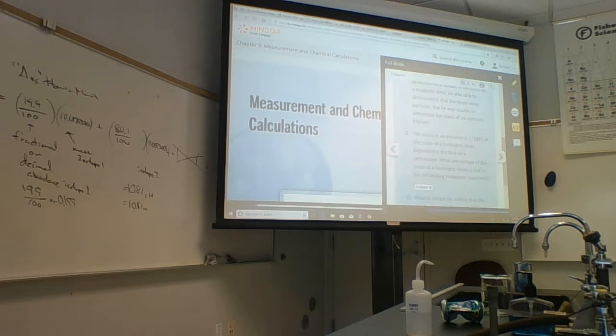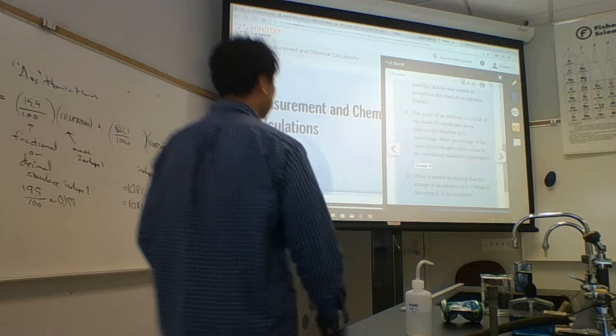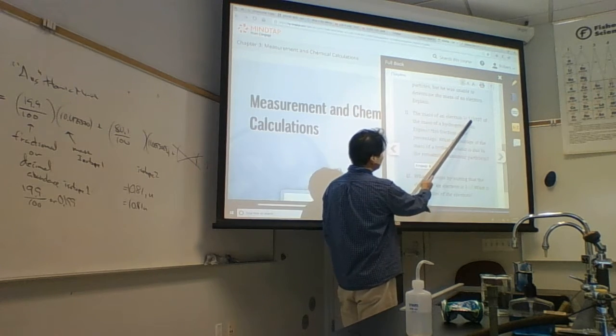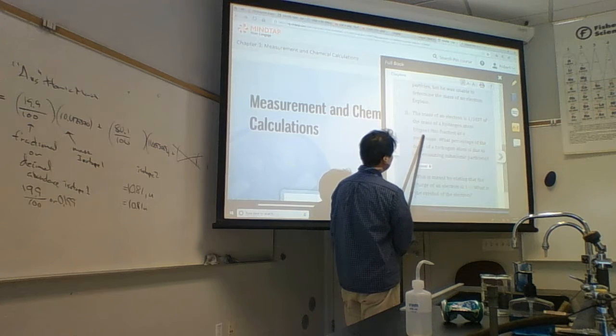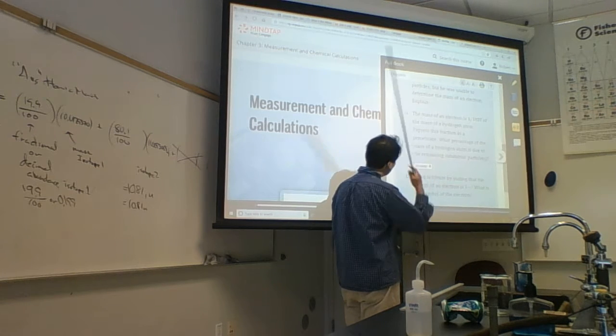So it's 11. And so 9, don't worry about 9. There are too many to list. The mass of an electron is about 1/2000th of the mass of the hydrogen atom. Express this fraction as a percentage. What percentage of the mass of the hydrogen atom is due to the remaining subatomic particles?